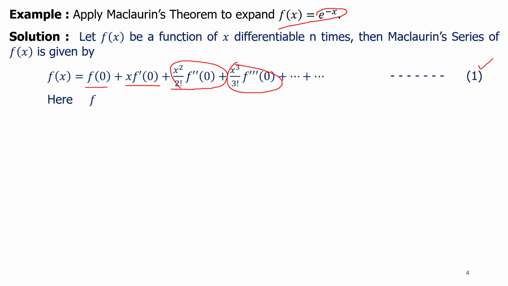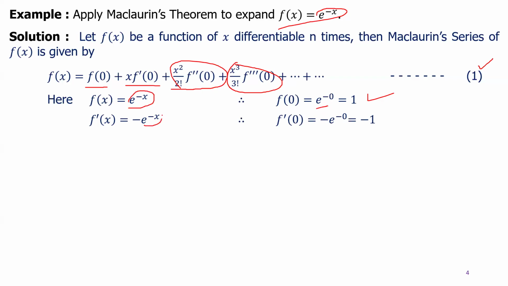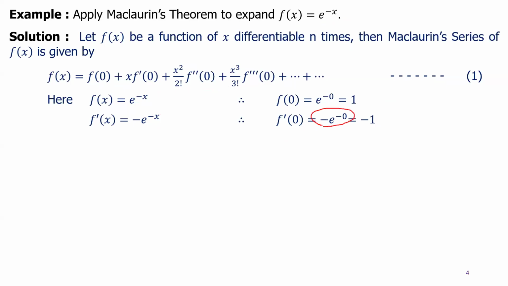Now here we have f of x equal to e to the power minus x. So f of 0 is e to the power minus 0, which is nothing but 1. If you find the derivative of e to the power minus x, the derivative of e to the power minus x is e to the power minus x, and again the derivative of minus x is equal to minus 1. So its derivative is minus e to the power minus x. If you put the value of x as 0, f dash of 0 is minus e to the power minus 0, which gives us minus 1.